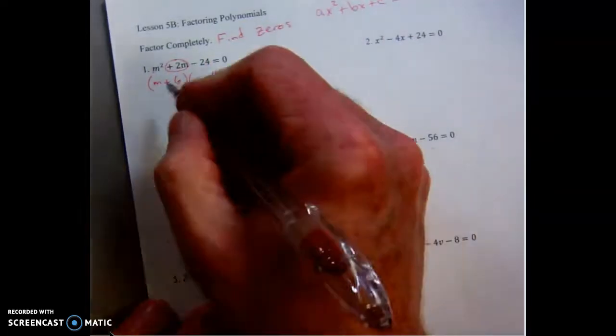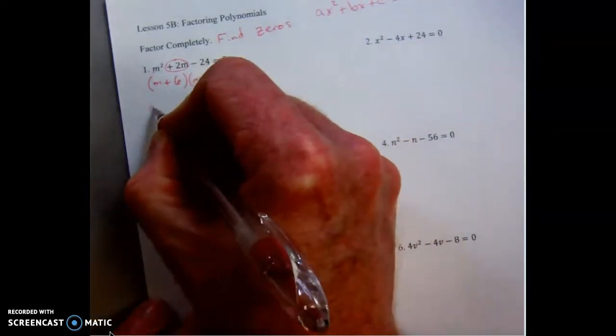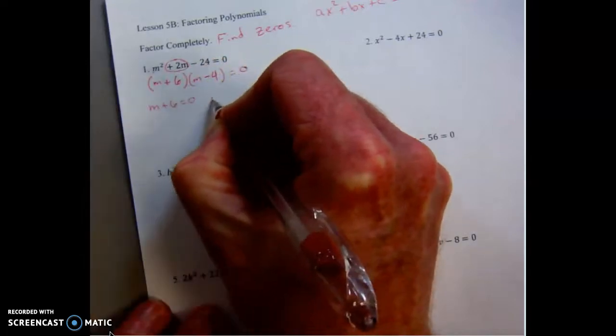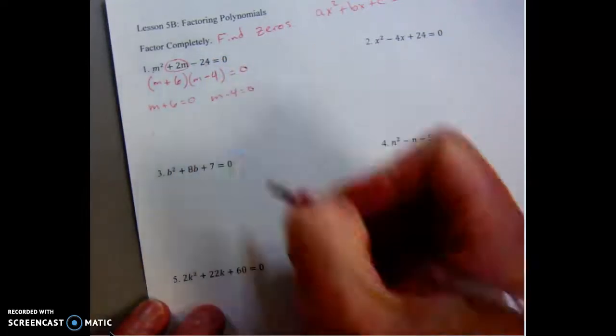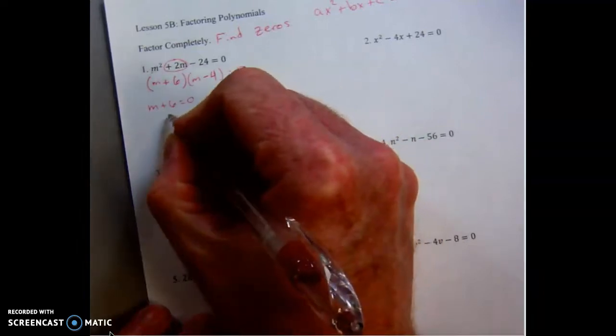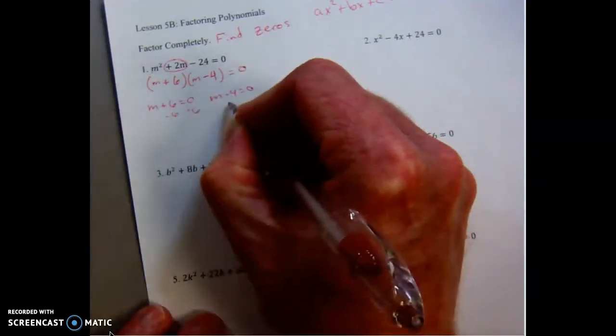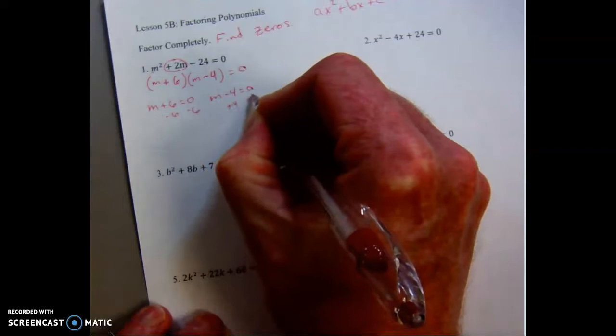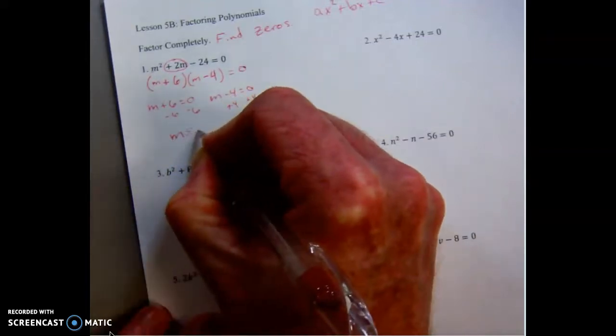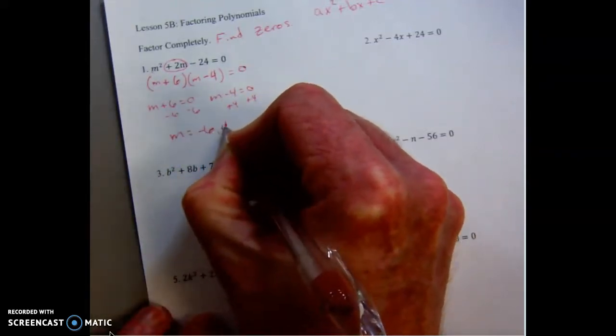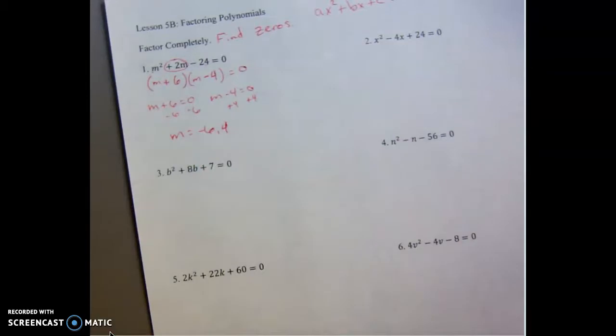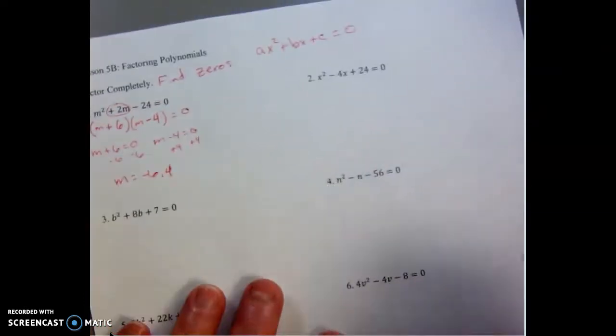All right, then I can just solve both of those. m plus 6 equals 0, m minus 4 equals 0, and I get my zeros. Subtract 6, add the 4: m equals negative 6 or positive 4. Those are my two zeros. What that means is that's where the graph would cross the x-axis. Okay, let's try another one here.